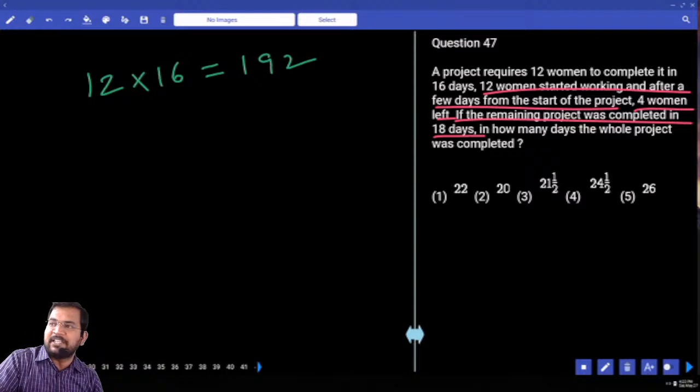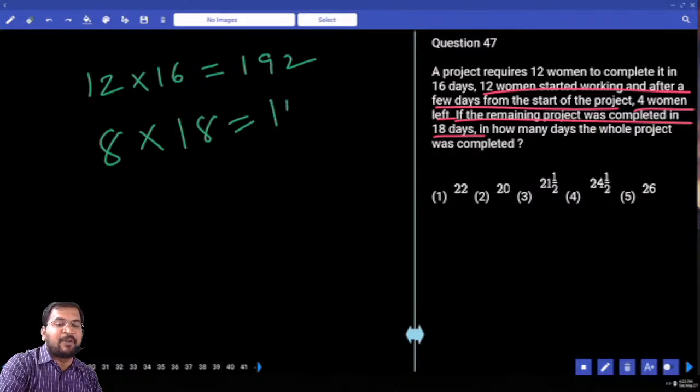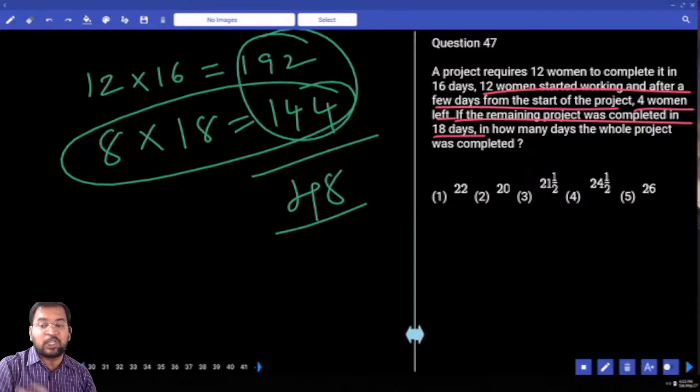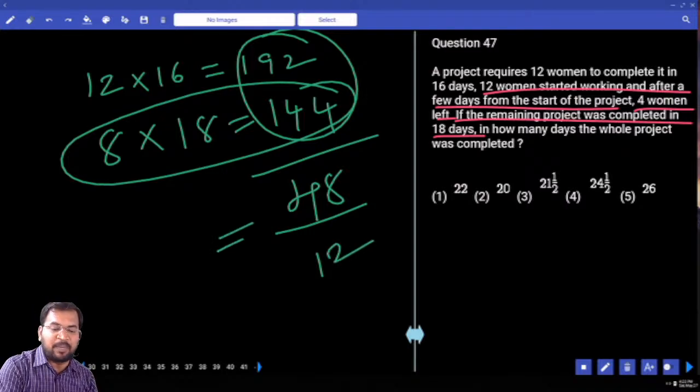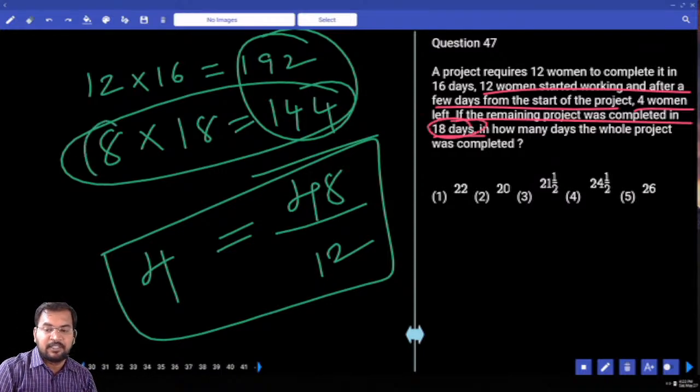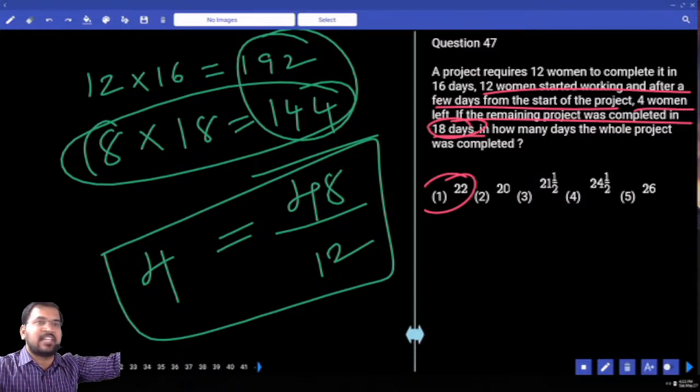Four women left, which means the remaining are 8 women. 8 women working for 18 days is 144. The rest of the work is 48. That 48 is done by 12 women. How many days will it take? Starting 4 days and after that, the total is 22 days. They are asking in how many days the whole project was completed. In the start they worked 4 days, and after 4 women left, they worked 18 days. Total it is 22. Are you clear?